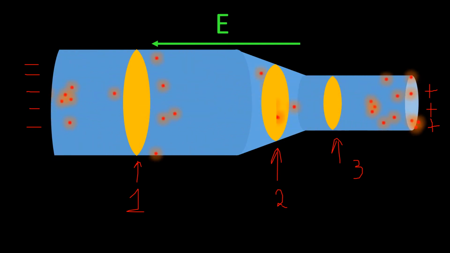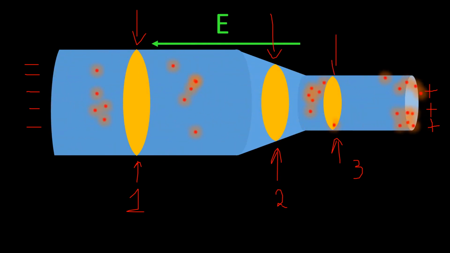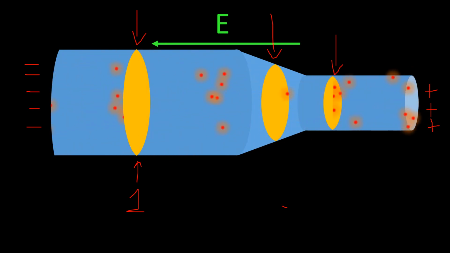The difference is that when electrons pass through the first cross section, they are less crowded. When charges pass through the second cross section, crowding increases, and crowding is maximum when they pass through the third cross section. So how do we express this fact that the crowding or density of the charge depends on the cross section? To express that quantity, there is a quantity defined called current density.